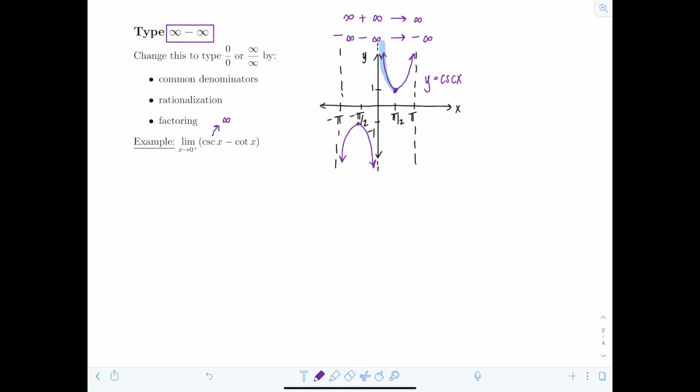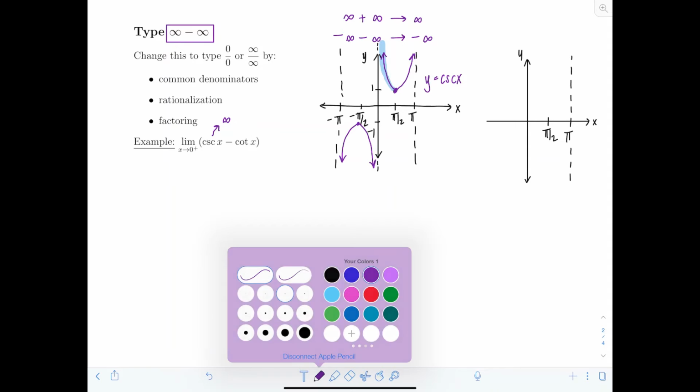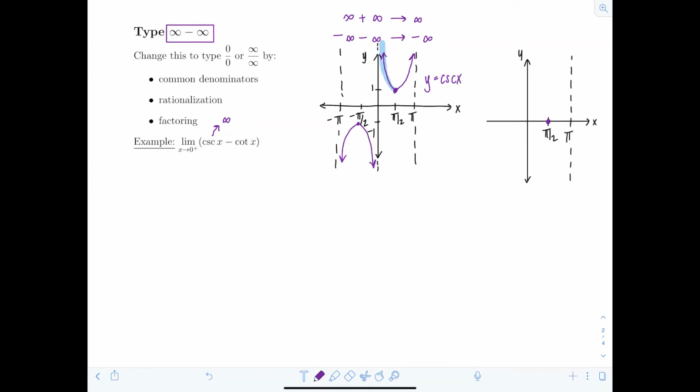Well, what about cotangent of x? So let's graph cotangent. Do you remember what cotangent looks like? Very similar to tangent, but its asymptotes are at 0 and pi. The period is just pi. And then remember, it crosses the x-axis at pi over 2. And it looks a little bit like x cubed, except it's decreasing, right? And it's bounded between those two asymptotes. So here's one period of y equals cotangent of x.